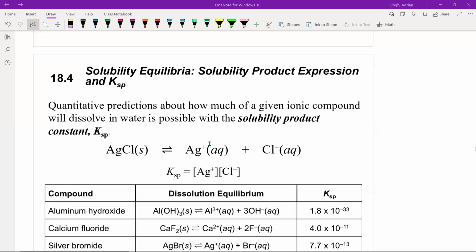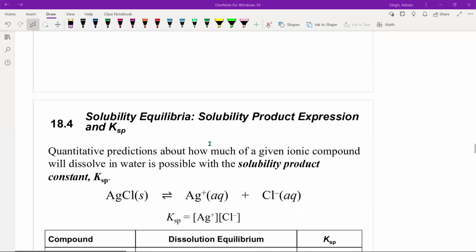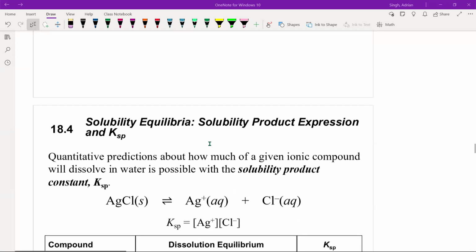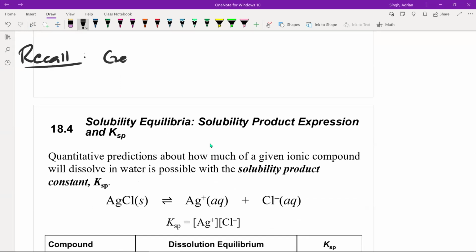Okay, so now that we've taken a pretty detailed look at equilibria applied to acid-base systems, let's now take a look at equilibria applied to solutions involving the ability of different solutes to dissolve in aqueous solution. And this is going to be known as solubility equilibria. So the thing that we're going to have to recall here from our Gen Chem 1 material would be solutions and solubilities.